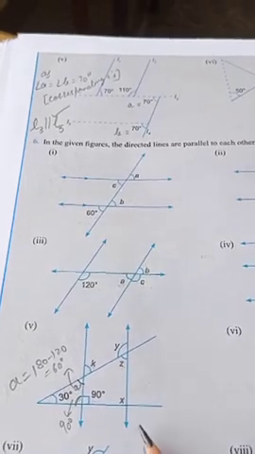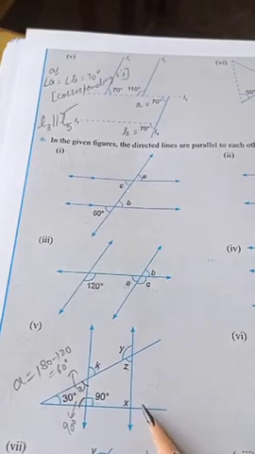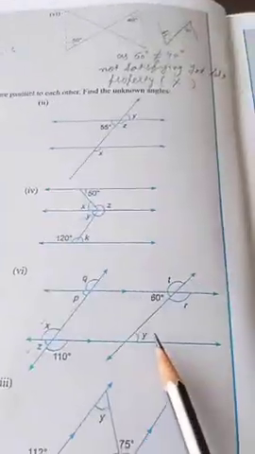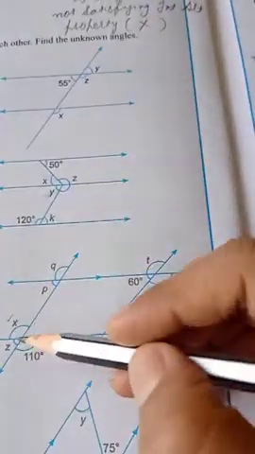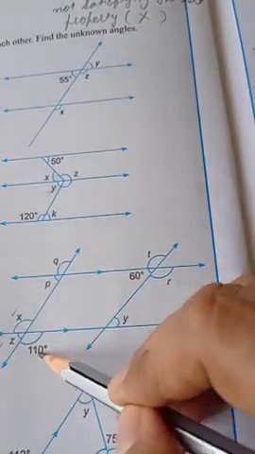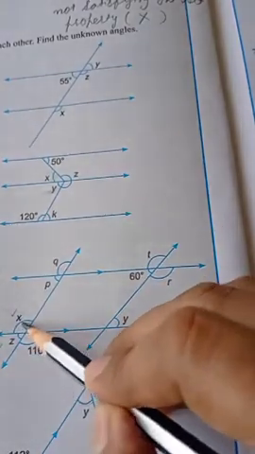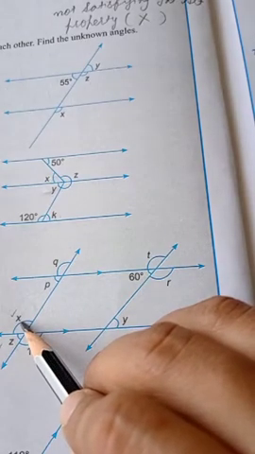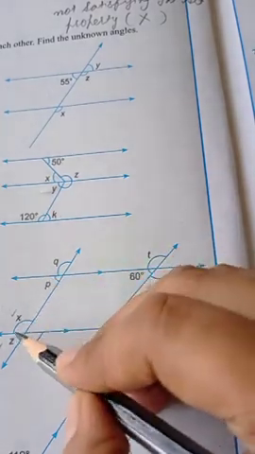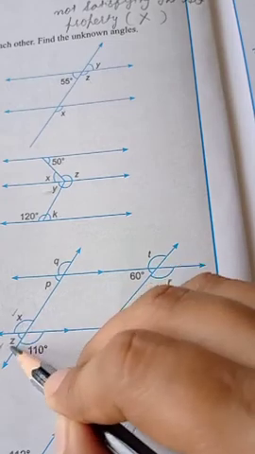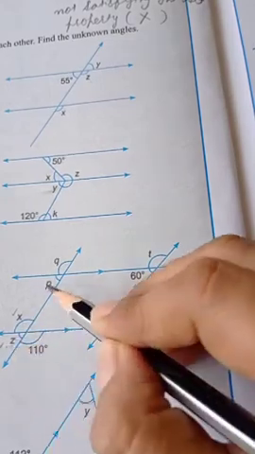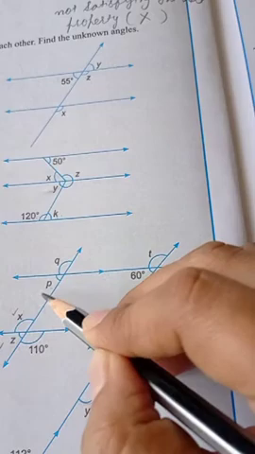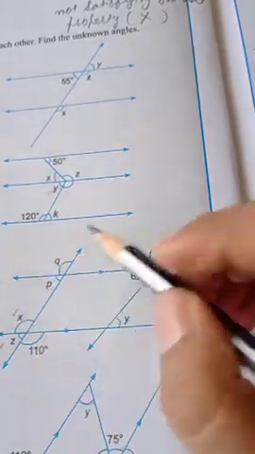In the last class, we did up to the 5th part of the 6th question. Now we'll continue with the 6th part. How to do the 6th part? See, x is equal to 110, vertically opposite angle. Once you get x, q will be equal to x, corresponding angle. That will also be 110. Then you can find z by linear pair. Once you get z, z will be equal to p. That will be corresponding angle. So on this side all the angles are found.